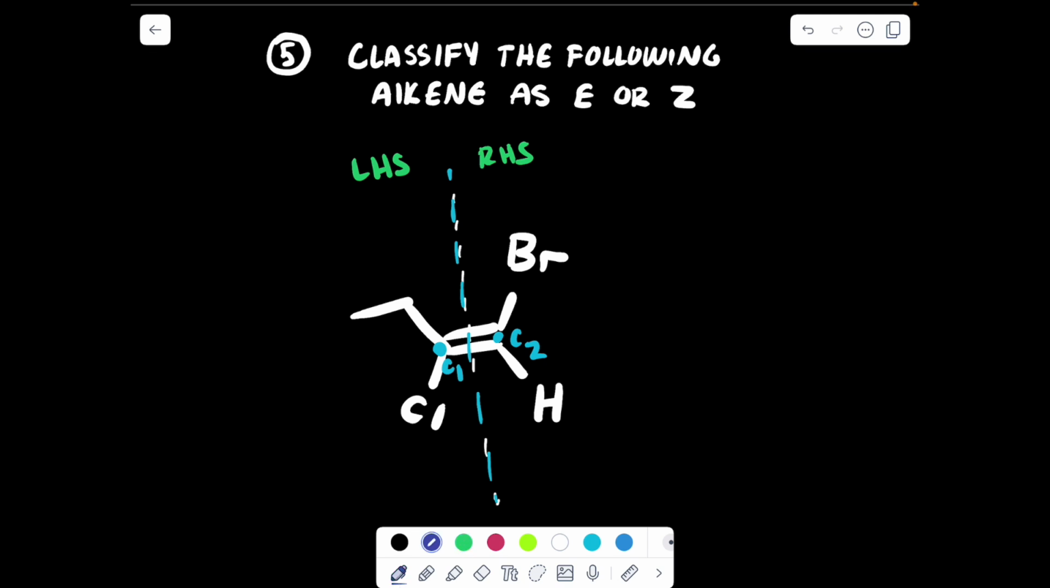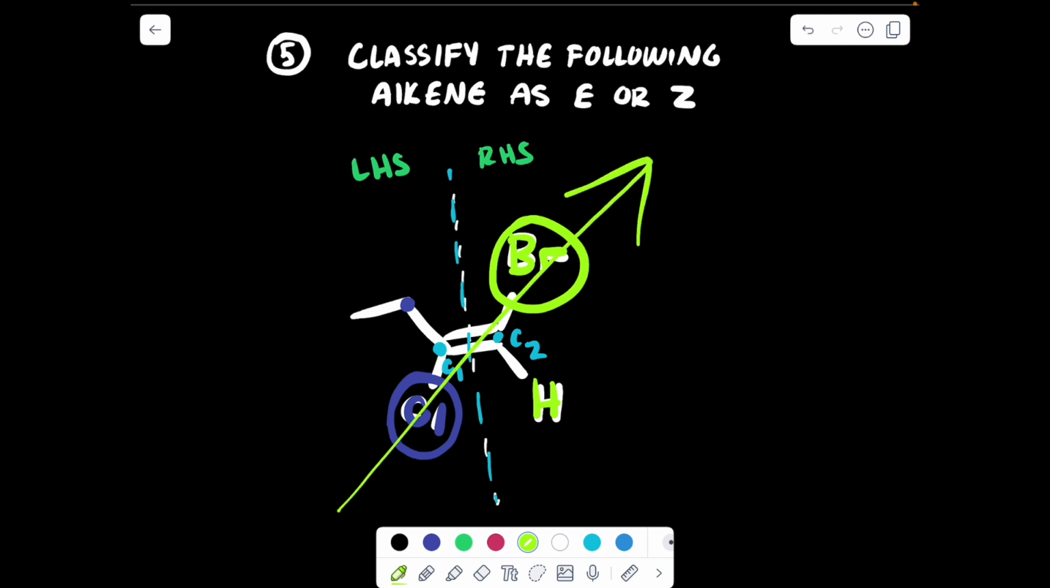So here, attached to carbon number 1, I have a carbon versus a chlorine. So the chlorine group will win. Now I must go to carbon number 2. Here I have a hydrogen versus a bromine. The bromine wins. So now, based off the two groups that won, you ask, are they on the same side or are they on opposite sides? Here you can see those two groups are opposite to one another. And opposite corresponds to E, whereas Z corresponds to they are on the same side.